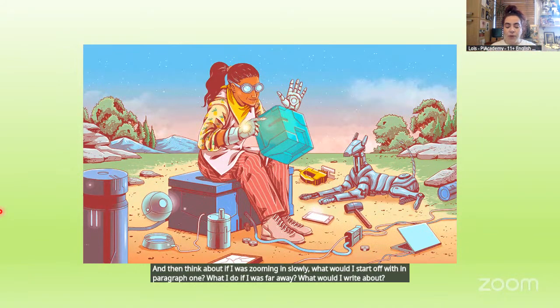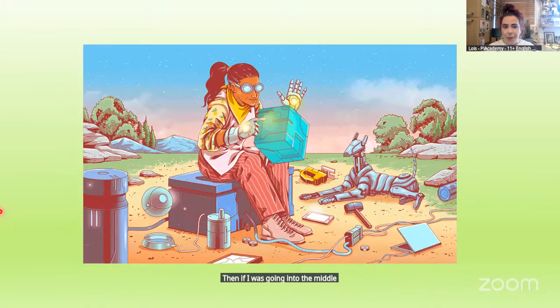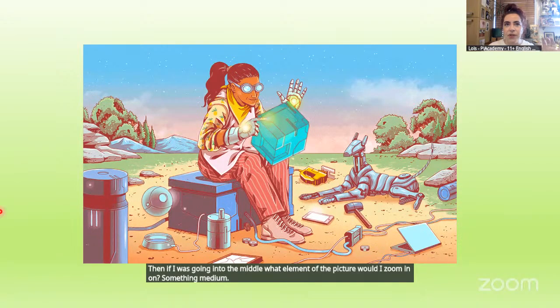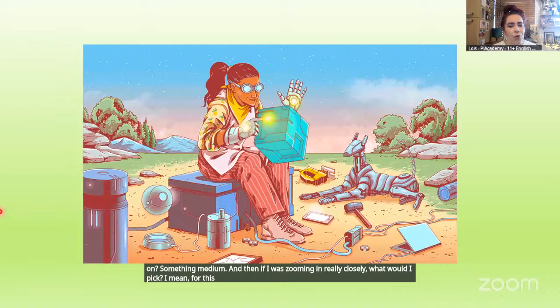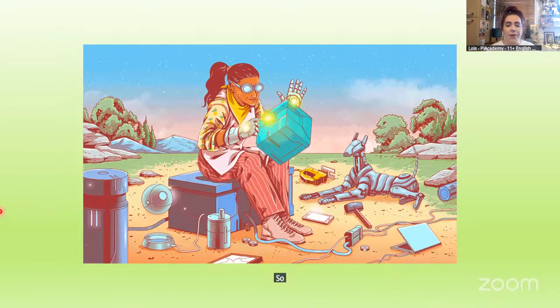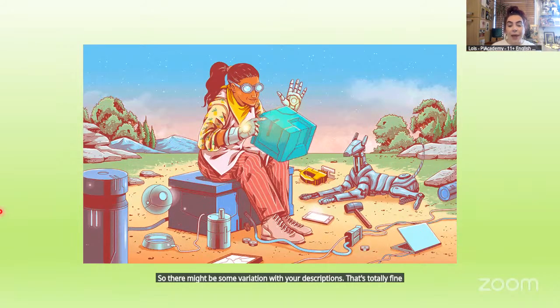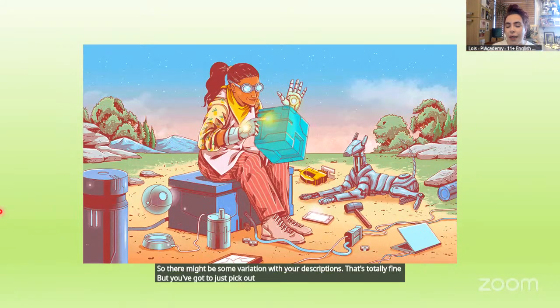Then if I was going into the middle, what element of the picture would I zoom in on? Something medium. And then if I was zooming in really closely, what would I pick? I mean, for this picture, you've got quite a lot of things you can talk about. So there might be some variation with your descriptions. That's totally fine. But you've got to just pick out the elements that you could include.